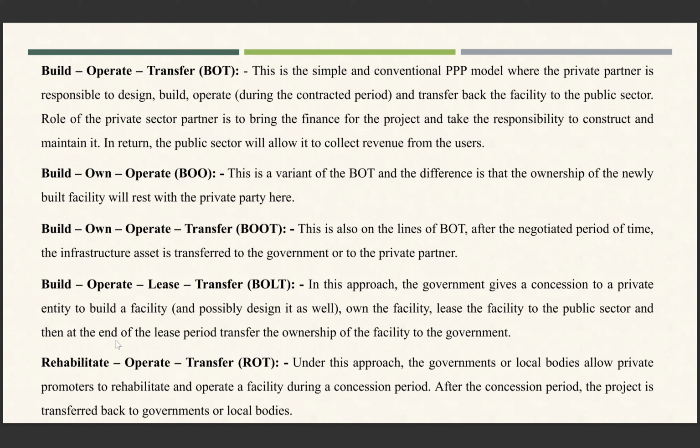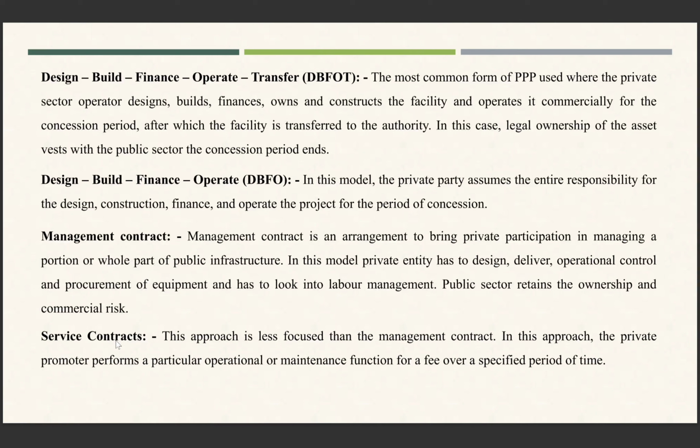Next is rehabilitate, operate, transfer. Under this approach, the government or local bodies allow private promoters to rehabilitate and operate a facility during a concession period. After the concession period, the project is transferred back to the government or local bodies. Next is the DBFOT model, that is design, build, finance, operate, transfer. The most common form of PPP used, where the private sector operator designs, builds, finances, owns, and constructs the facility and operates it commercially for the concession period, after which the facility is transferred to the authority.